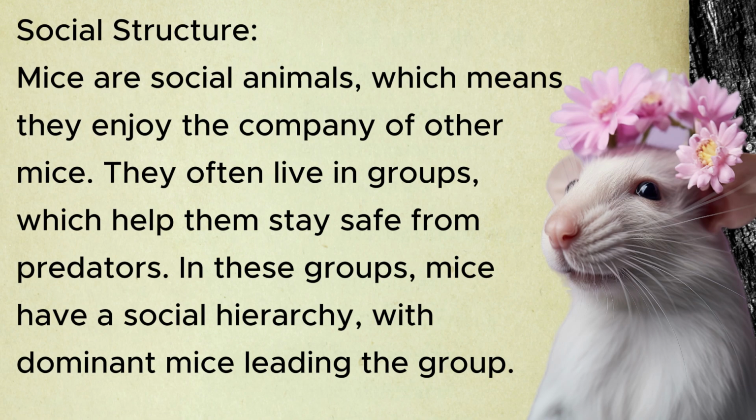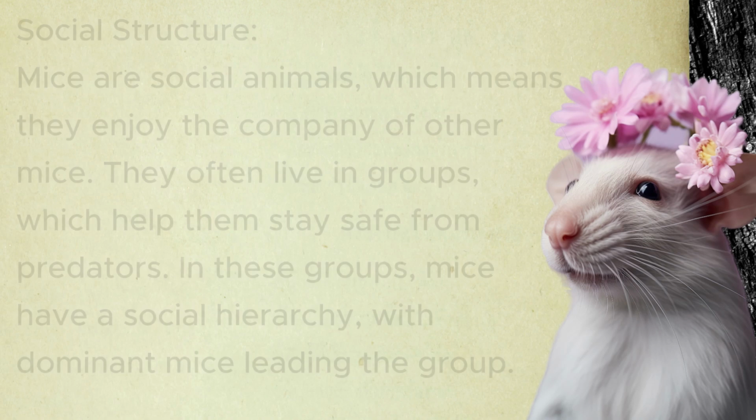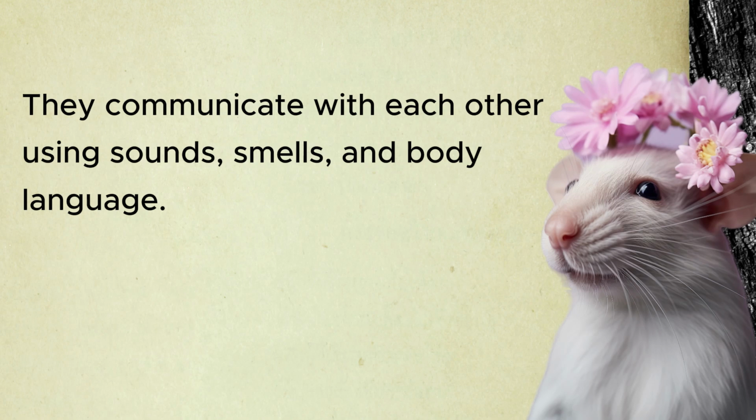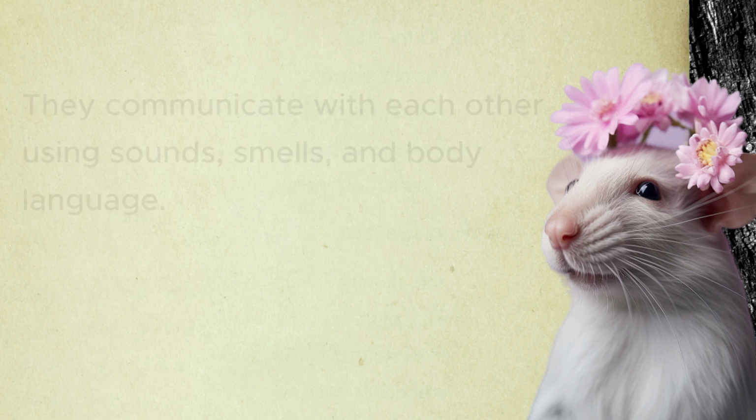Social structure. Mice are social animals, which means they enjoy the company of other mice. They often live in groups, which help them stay safe from predators. In these groups, mice have a social hierarchy, with dominant mice leading the group. They communicate with each other using sounds, smells, and body language.